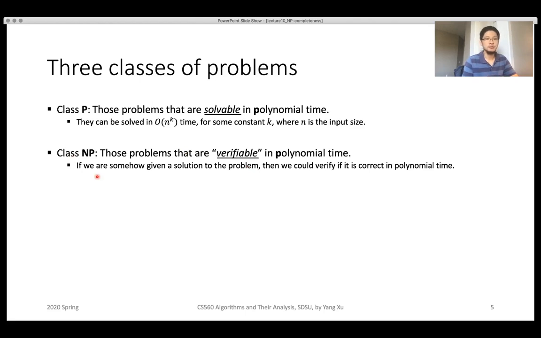And then the relationship between P and NP is really the core of the discussion. We don't really have an answer yet, so we'll have more discussions about that in the later slides.